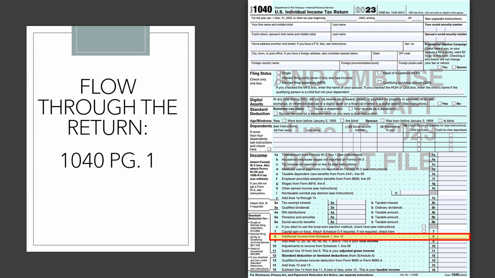And here we are on 1040, page 1 and line 8, other income from Schedule 1, line 10. You might notice that this line comes before we get to our adjusted gross income line. So while personal deductions are generally taken after the adjusted gross income line, our business deductions are taken before that line.